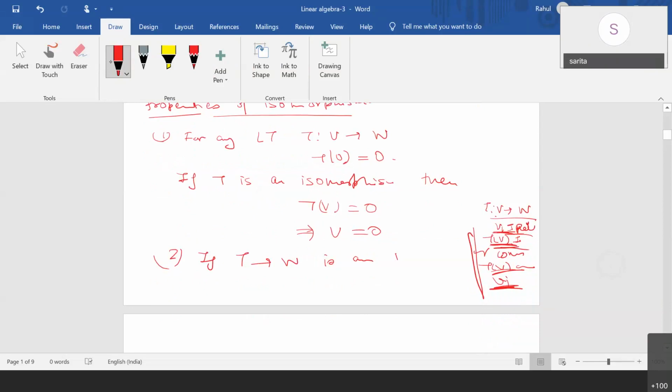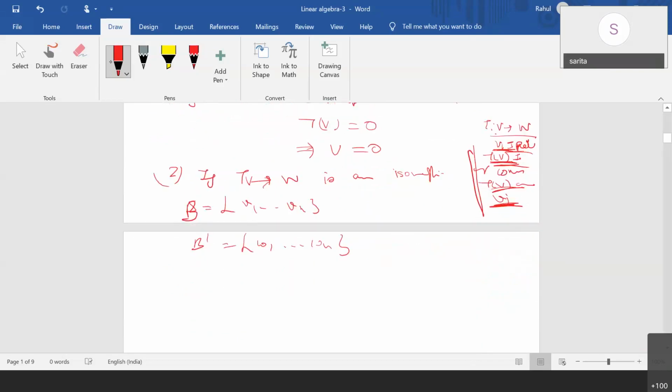If T is a linear transformation from V to W and is an isomorphism, and also in my slide somewhere I was using B and B dash. What I meant is: suppose B is a basis v1, v2 in V, and B dash is a basis in W. So these were two notations I was using, B and B dash.